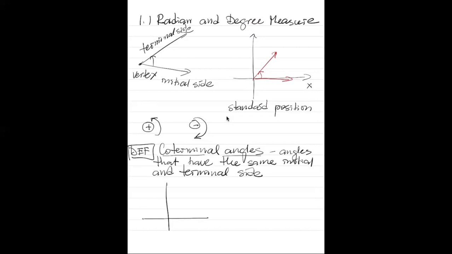So for example, here's an example of two angles. I'll call the first angle alpha, and the second angle, beta. One's positive, one's negative, but they both have the same initial and terminal side, so we call them coterminal. Another example, both angles are going to be positive. The first angle is acute, here it is, alpha. And the second angle is this one. We'll call it beta. They're both coterminal.